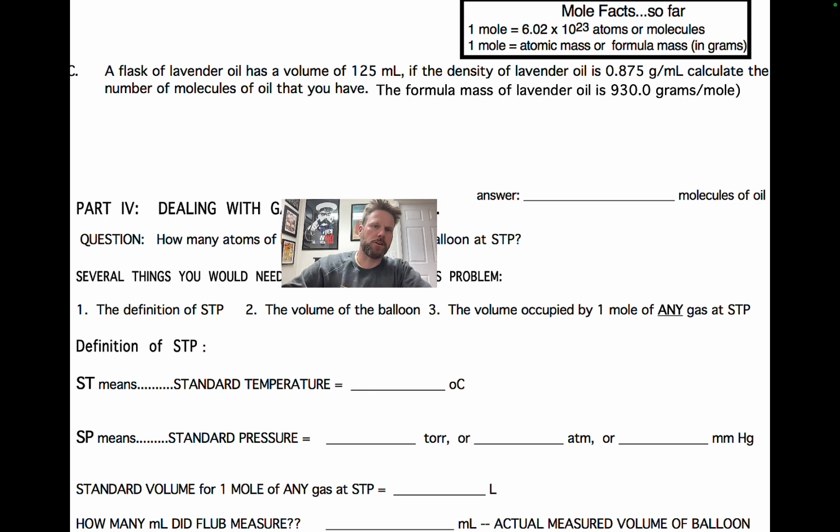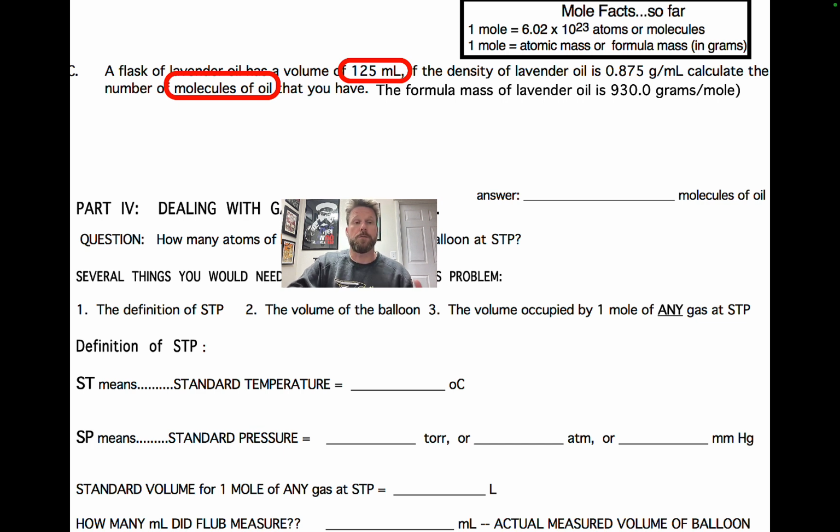Now, take a look at this problem. We are given 125 milliliters of lavender oil and are asked to calculate the molecules of lavender oil. The problem gives us the density and molar mass of lavender oil, so we know we have to use those. You may notice that this problem is the exact opposite of the last problem. In the last problem, we were given molecules of toluene and asked to find milliliters of toluene. In this problem, we are given milliliters of lavender oil and are asked to calculate molecules of lavender oil. This means we have another 3-step conversion on our hands.